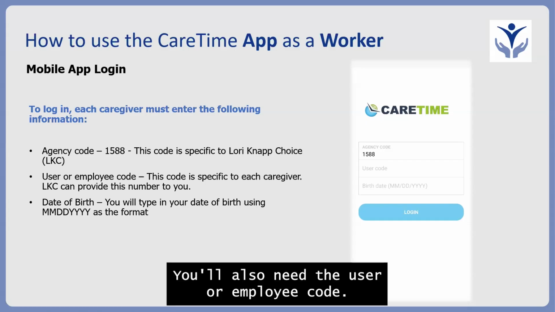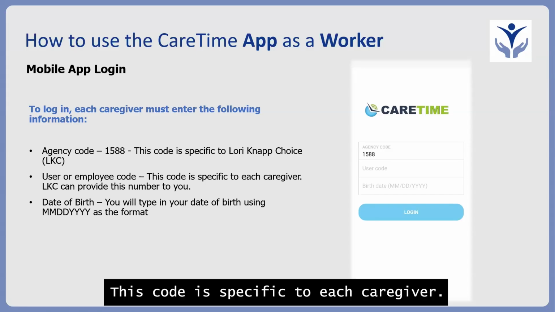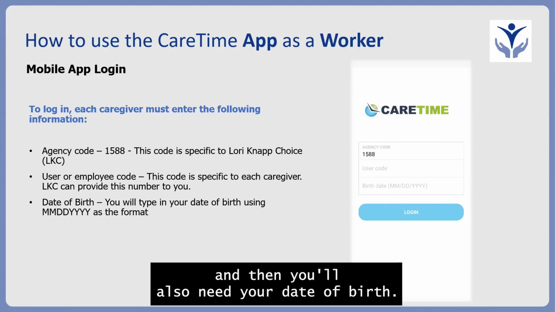You'll also need the user or employee code. This code is specific to each caregiver. Lori Knapp Choice can provide this number to you. And then you'll also need your date of birth.